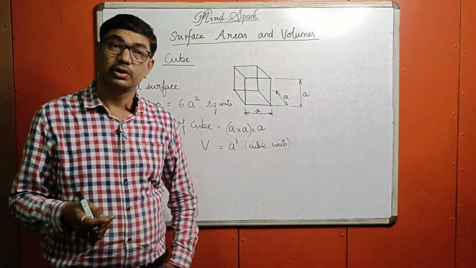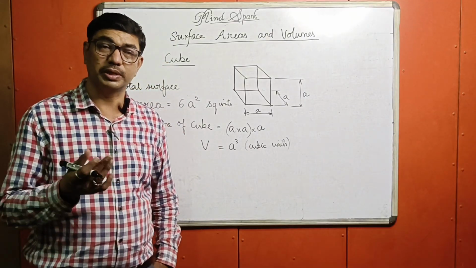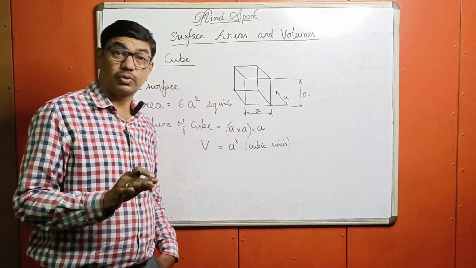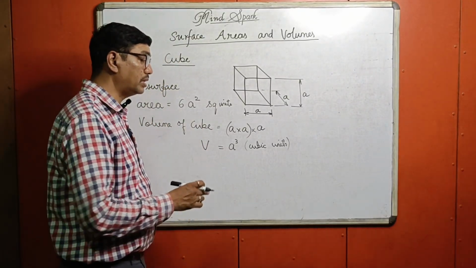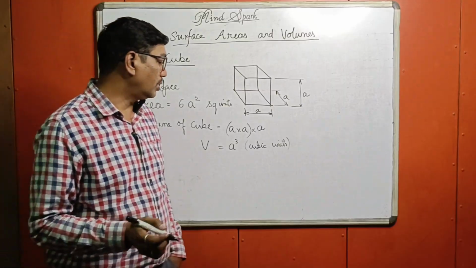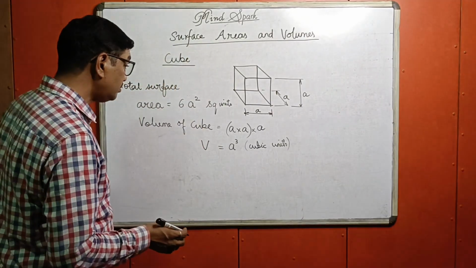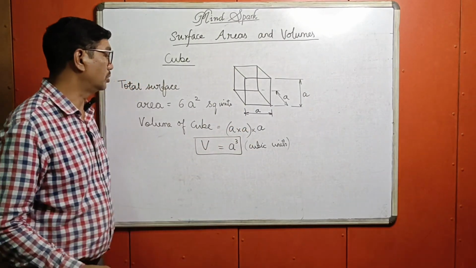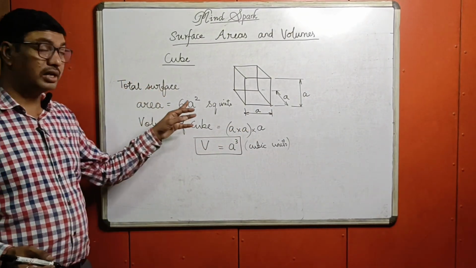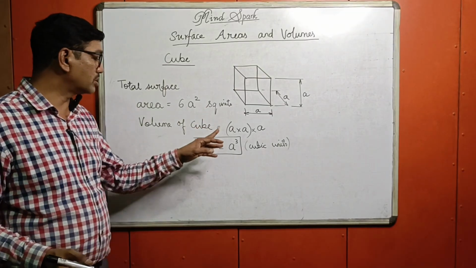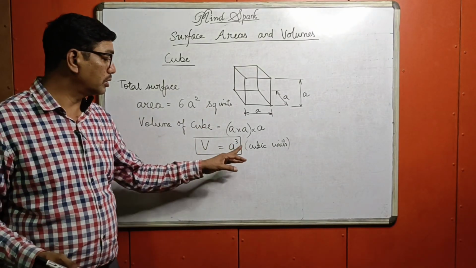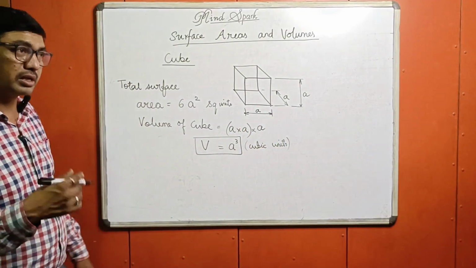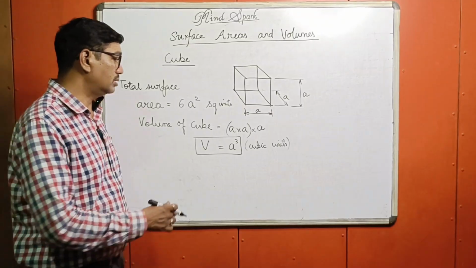Cubic unit. That means if it is centimeter, then centimeter cube or cubic centimeter. Meter means meter cube. Okay, sorry, that is cubic meter. M cube or cubic meter, right? Then this is about the volume of cube. So you have total surface area 6a square, and volume of cube is V equal to A cube, in cubic units: cubic centimeter, cubic meter, cubic millimeter, like that you can write, or meter cube, centimeter cube, like that also. So that is about the thing.